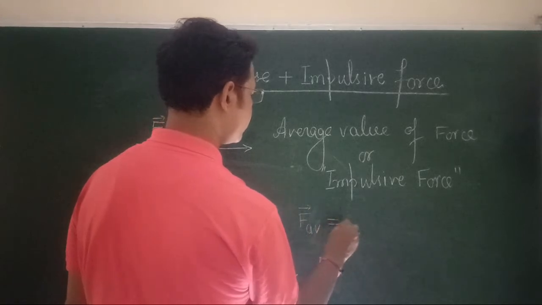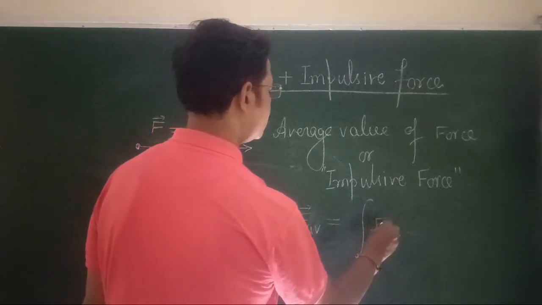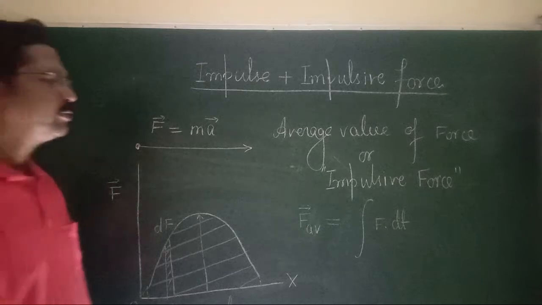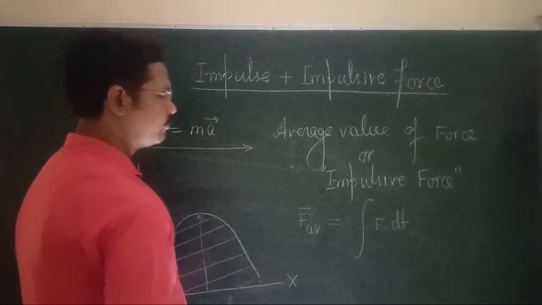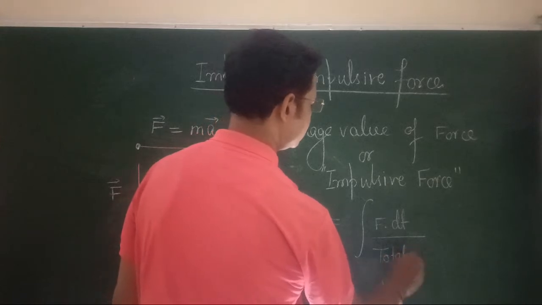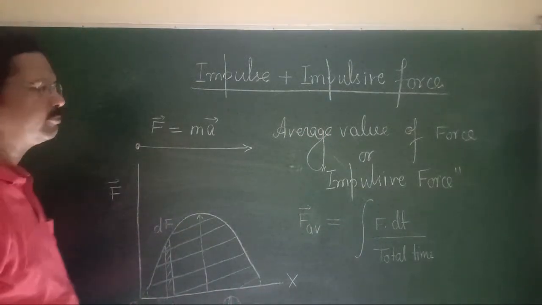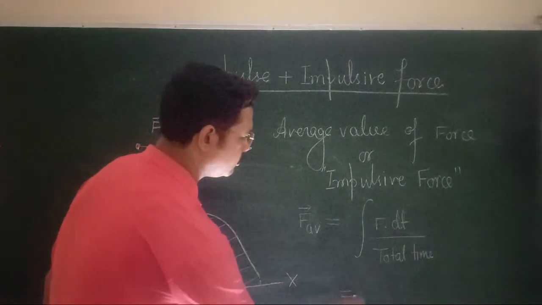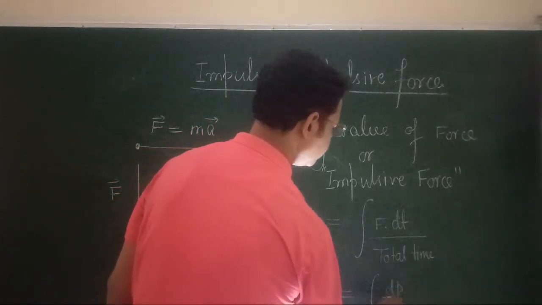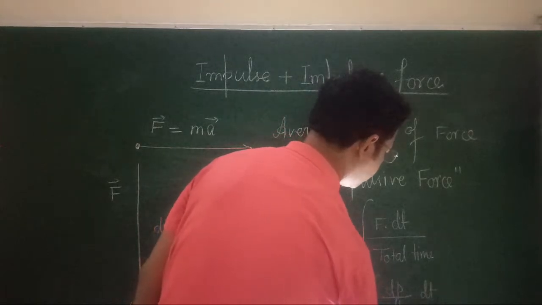This is equal to what? There is integration of force into time in very small interval, and it is divided by the total time. So total time from 0 to t is given. So this is equal to, you can write, F is change in momentum upon dt. There is also dt. This is what? Total time t.